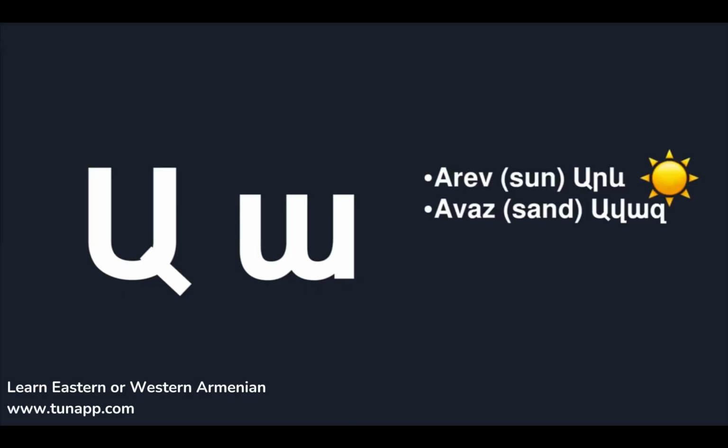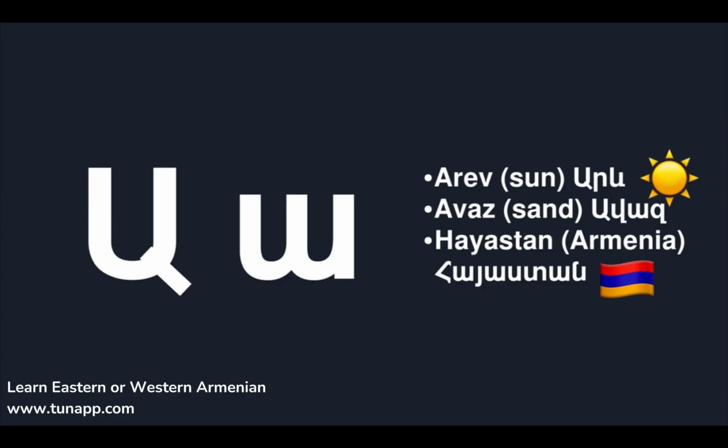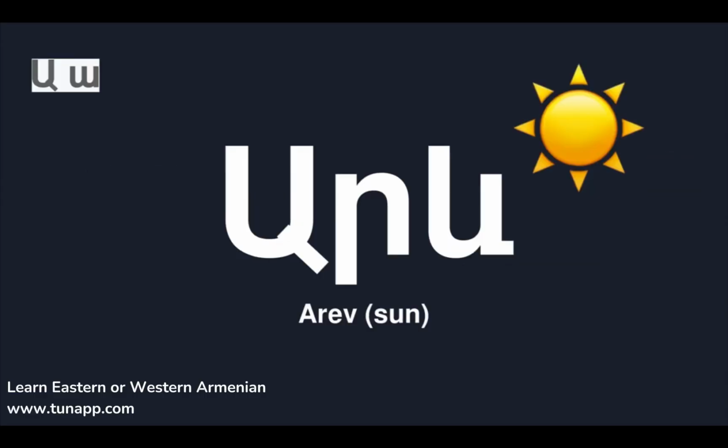Let's start with the letter A. A is for Arev, or sun. Avaz, or sand. And we also see the letter A in the word Hayastan, which means Armenia. Let's take a closer look.